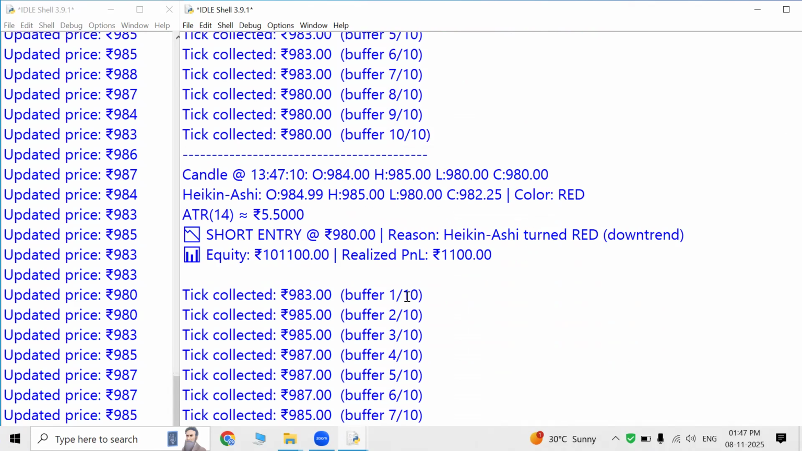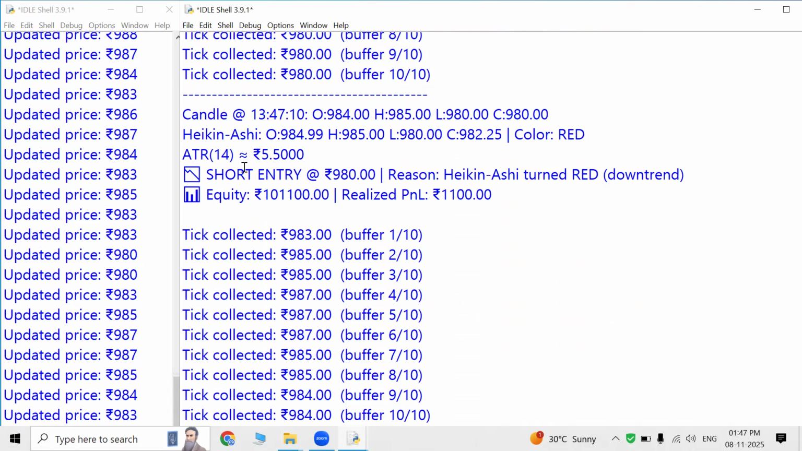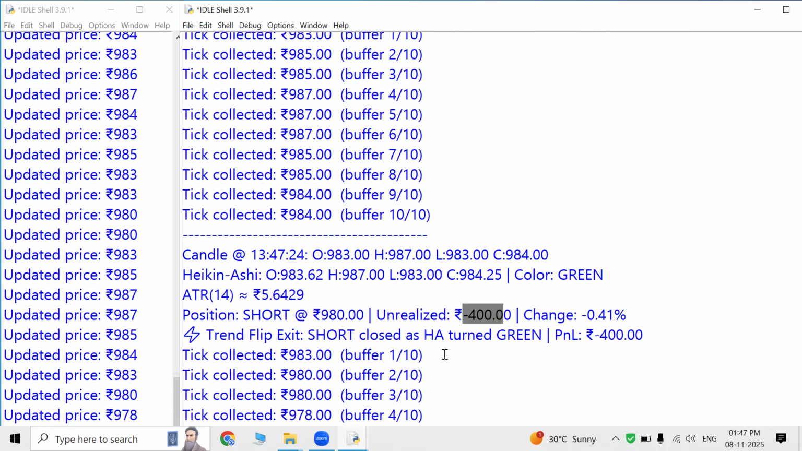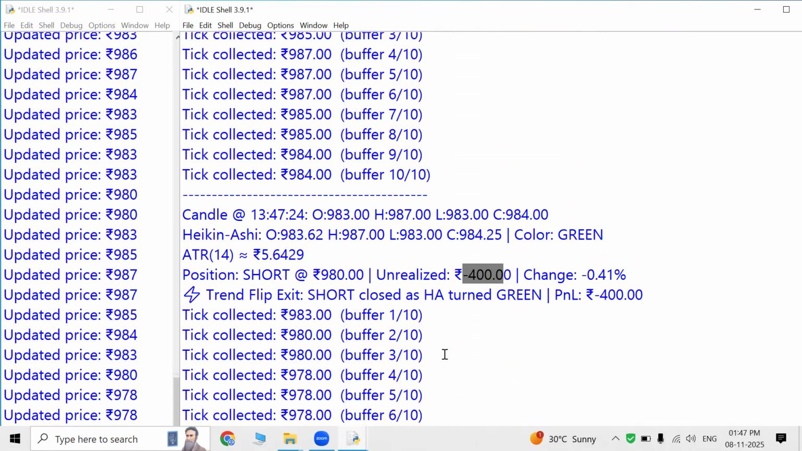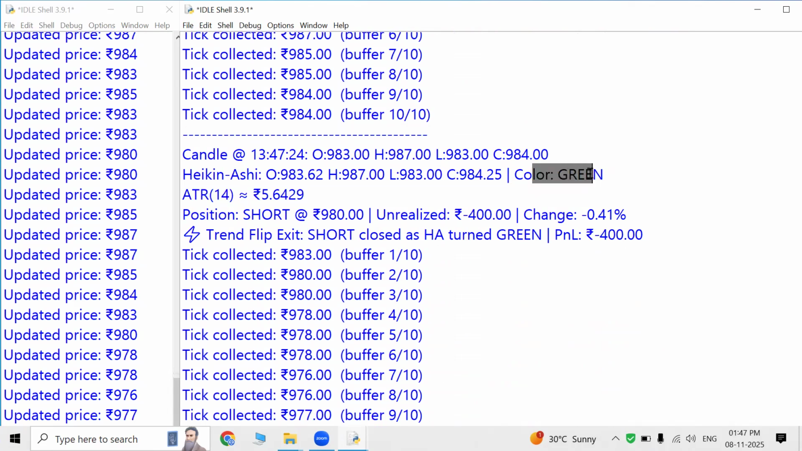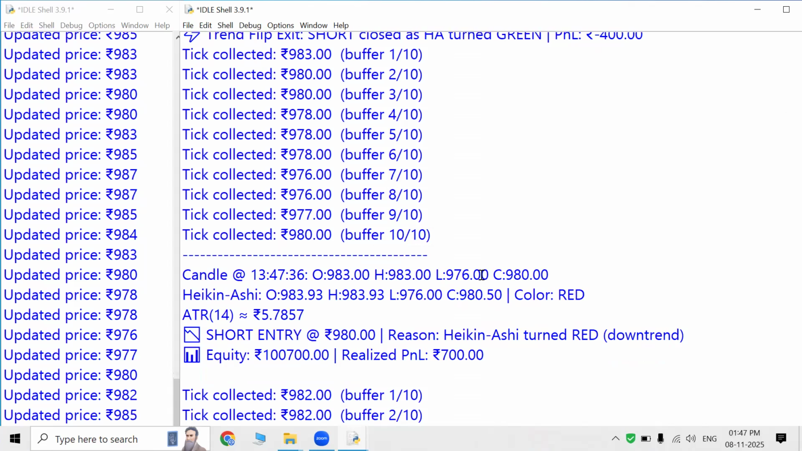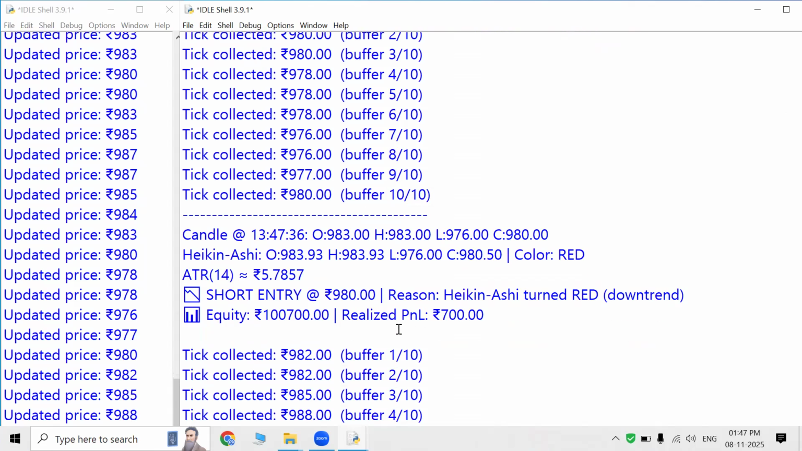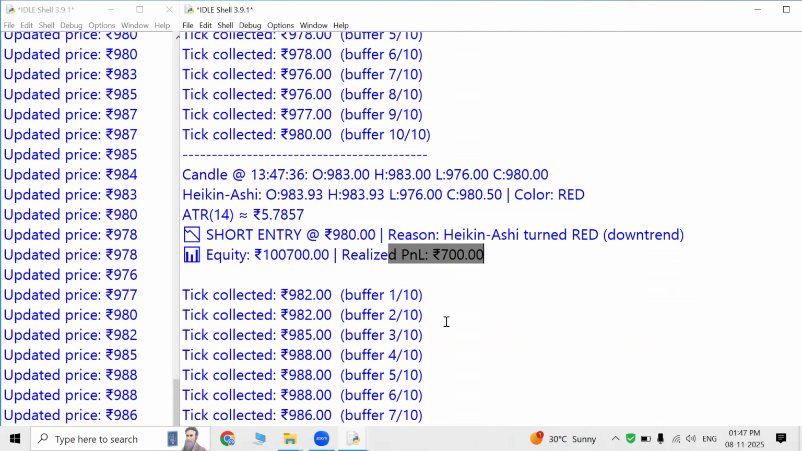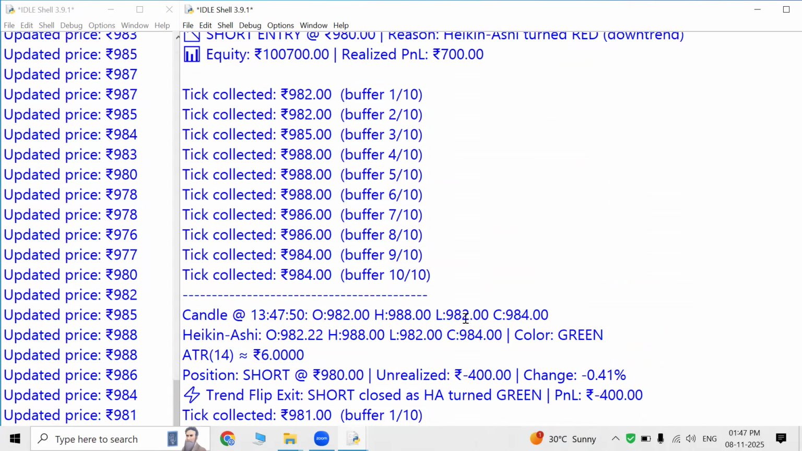Again, we enter the short position. Now we have an open short position at 980. You can see unrealized profit is there. Okay, we booked this loss because the cycle turned green. We were in a short position, but the cycle turned green, so we booked the loss. The realized profit is 700. It was previously 1100, but as the trend changed, it booked the loss. That's the logic.